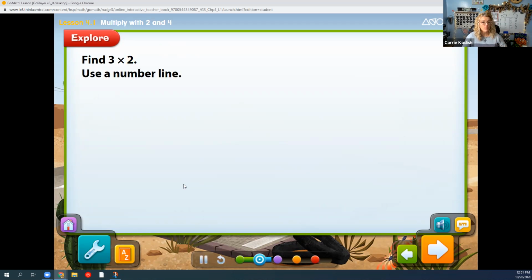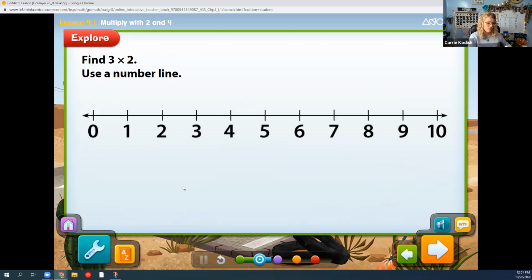You can skip count by making jumps on a number line to show 3 groups of 2. You will make 3 jumps of 2. Start at 0. The first jump lands on 2. Okay, so 3 jumps of 2.